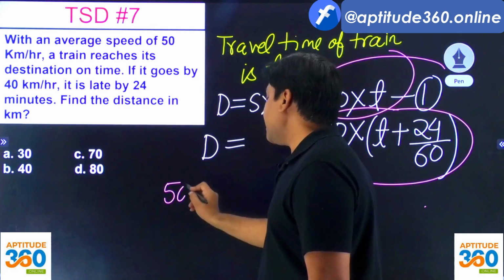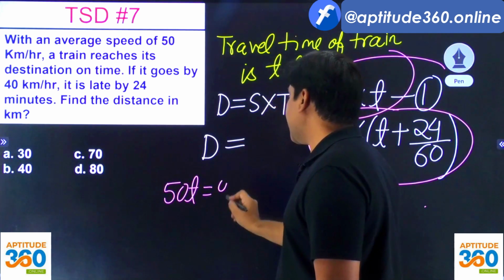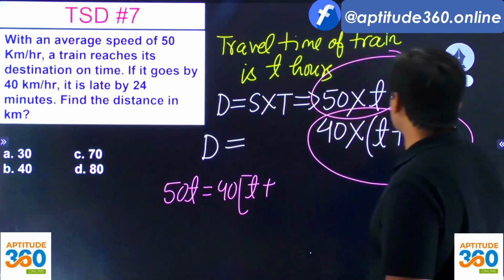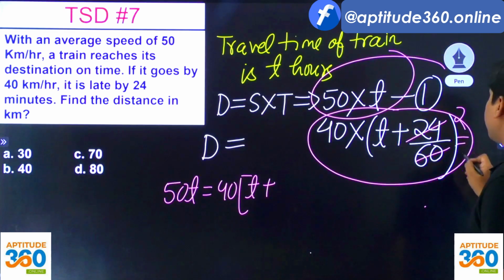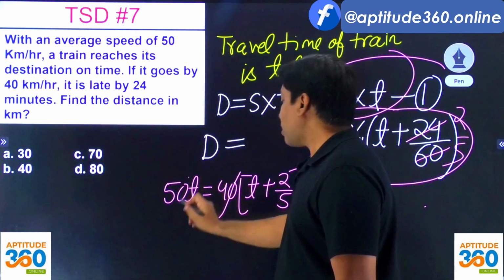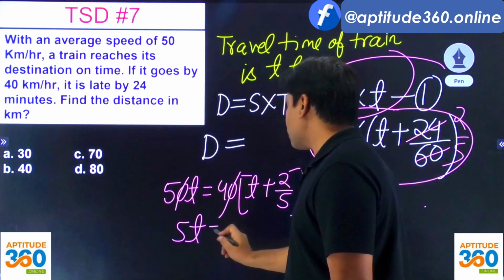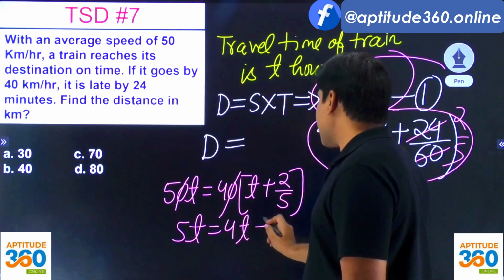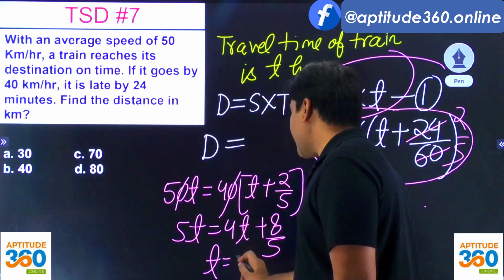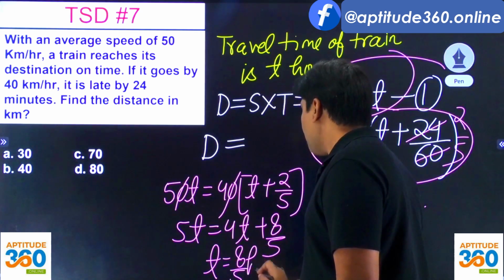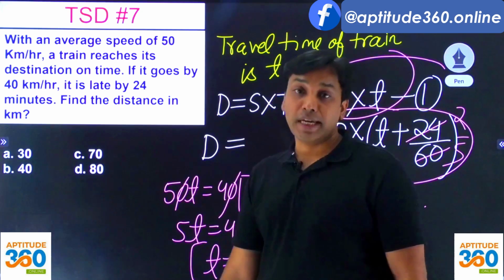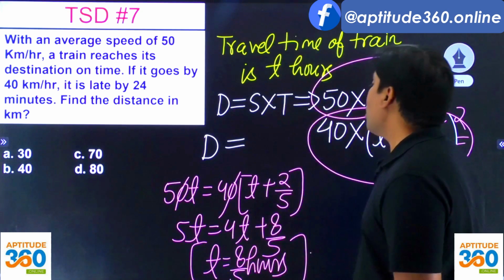So 50t is equal to 40 into t plus 24 by 60, and if we simplify this further, this is going to be 2 by 5. So this is going to be 2 by 5. And 0 are gone. Then this is 5t is equal to 4t plus 8 by 5. And the value of t comes out as 8 by 5 hours. Problem is not asking you what is the travel time, what is the normal travel time. Rather, the problem is asking you what is the distance.